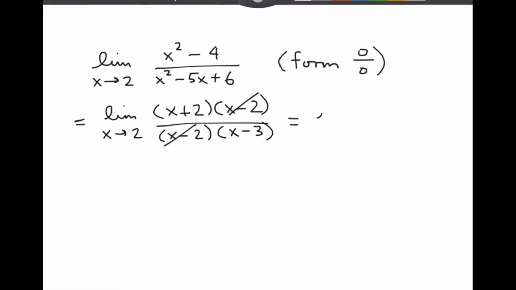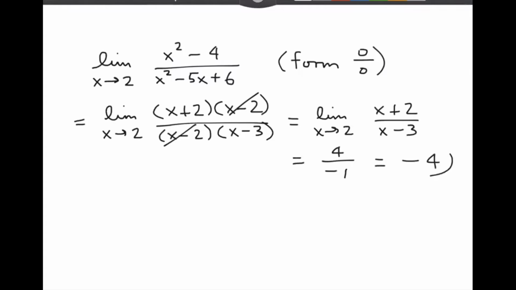So now we get that this limit is equal to the limit as x approaches 2 of x plus 2 over x minus 3, which I can now evaluate by substitution. That comes out to 4 over -1, which is -4. All right, so that's one type of situation that you see in Calc 1.